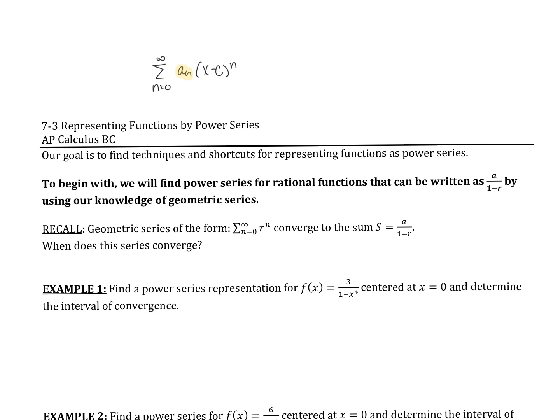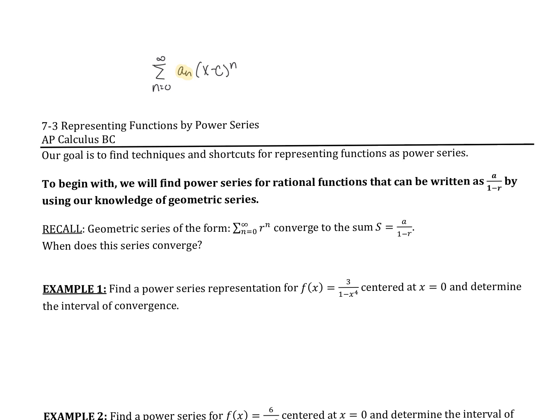So what we're going to focus on first is what it looks like when the power series begins as a rational function and how we can write it in the form of a geometric series, a over 1 minus r. Based on what we know about geometric series, let's go back to the idea of a geometric series.